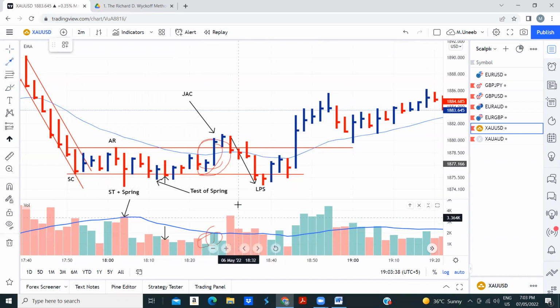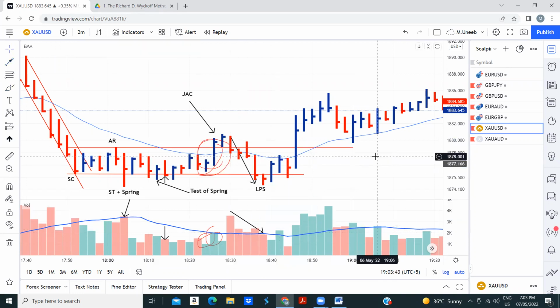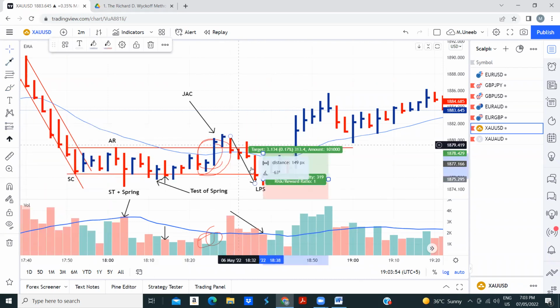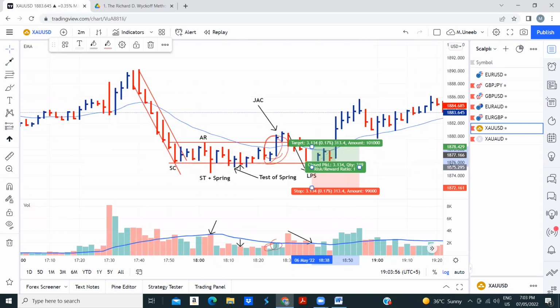And what happened during LPS? Can you see? The spread is decreasing and volume is also decreasing. So this shows us that the commitment of sellers is decreasing. And now this is our second position where we can take a trade. Our last high was this one, right? So we can confidently take this trade.